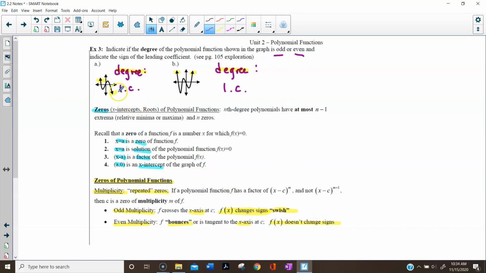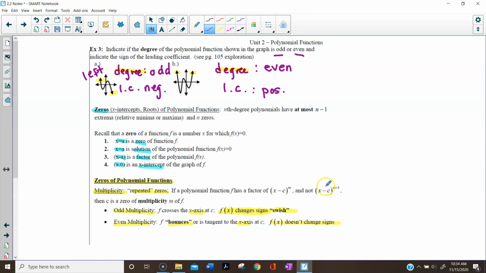So looking at this, because we have one side up and one side down on the end behaviors, we know that the degree is odd. The leading coefficient, because the left side rises and the right side falls, we know that the leading coefficient is negative. Let's put neg. All right, looking at the second one, because the end behaviors are together, they're both going up, we know the degree is even. And we know that the leading coefficient is positive because we're going up and not down.